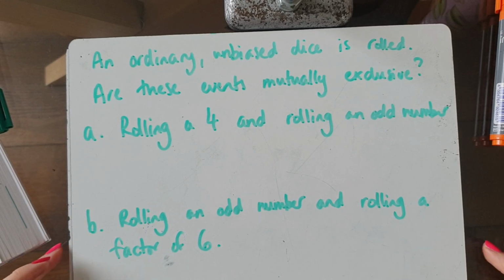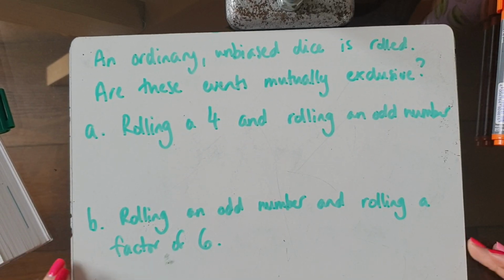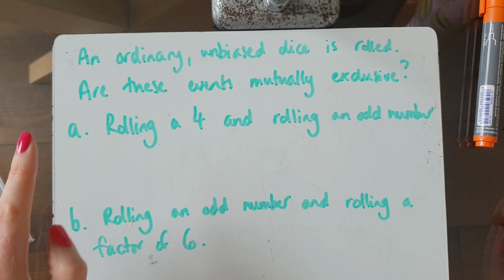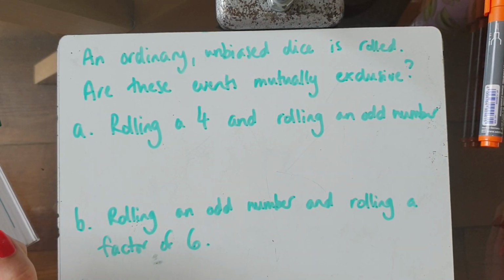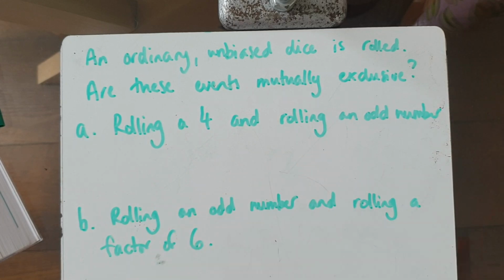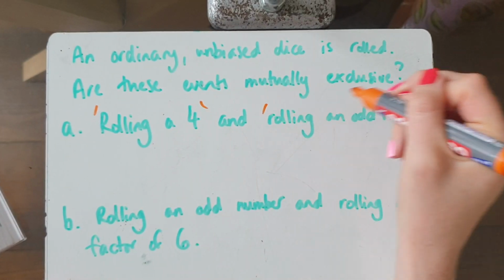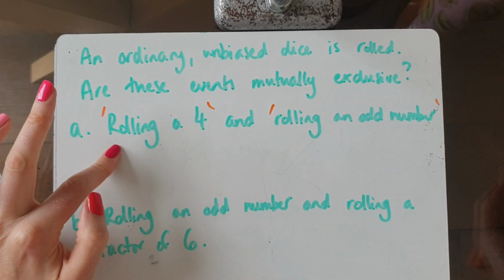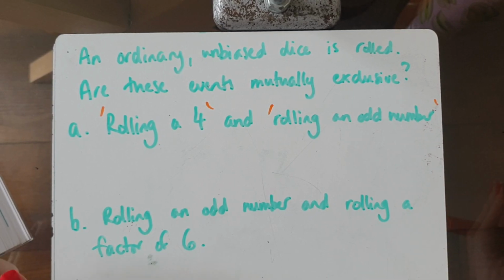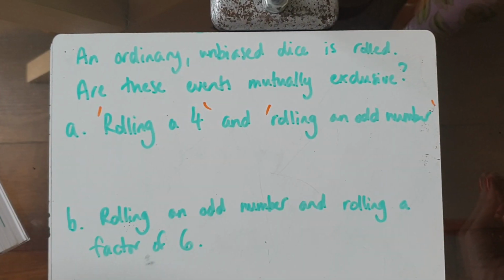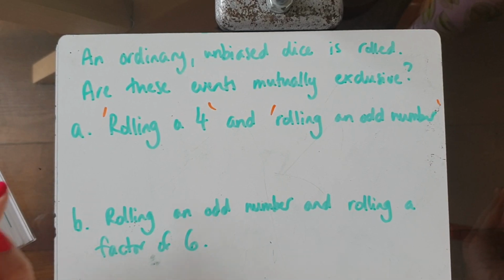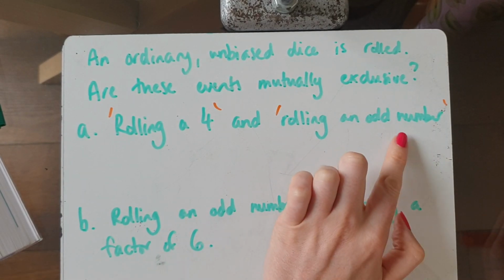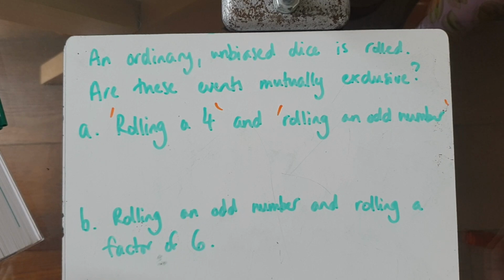So we're going to do an example now, and our example is, pause the video to copy this down, please. An ordinary unbiased dice is rolled. Are these events mutually exclusive? Rolling a 4 and rolling an odd number. Are those two events mutually exclusive? So if I roll a 4, can I roll an odd number in the same throw? Because we're only rolling it once. The answer is no. If I've rolled a 4, that isn't an odd number. And if I've rolled an odd number, it cannot be 4.